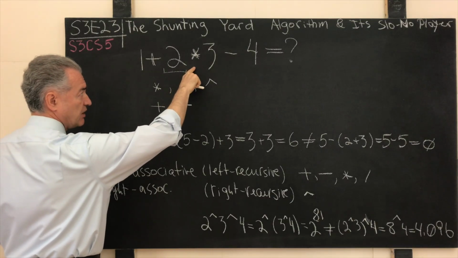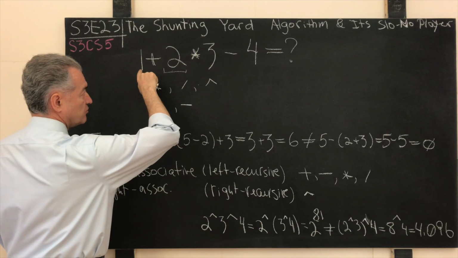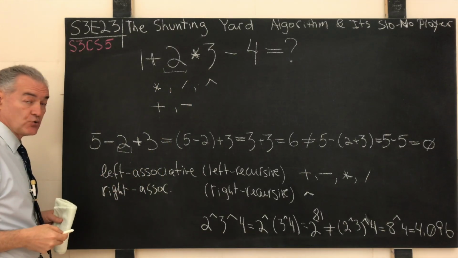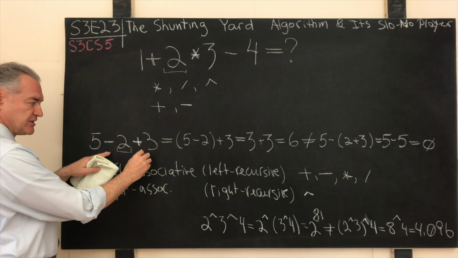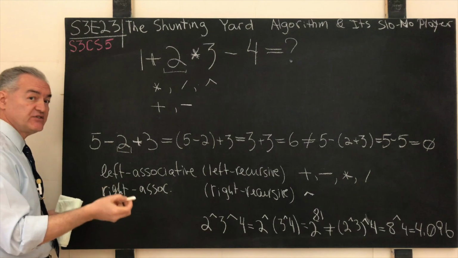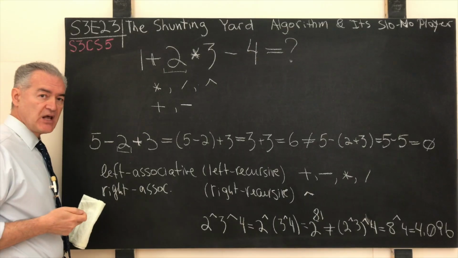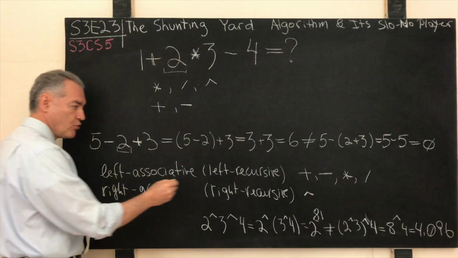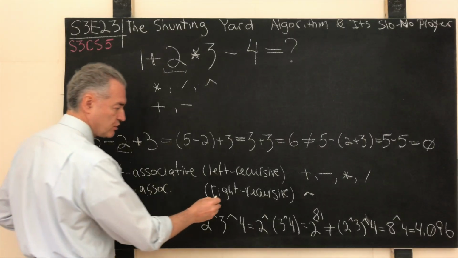So here in the expression above, the multiplication is executed first. 2 times 3 is 6. Then we add 1 to the 6, 7, and then we subtract 4 and add 3. But this brings us to the associativity of the operators as such. When two operators of the same precedence collide, the way to resolve such a collision or conflict is by using the associativity of the operators at hand. And the associativity of operators comes in two flavors. An operator can be left associative or left recursive. Likewise, an operator can be right associative or right recursive.